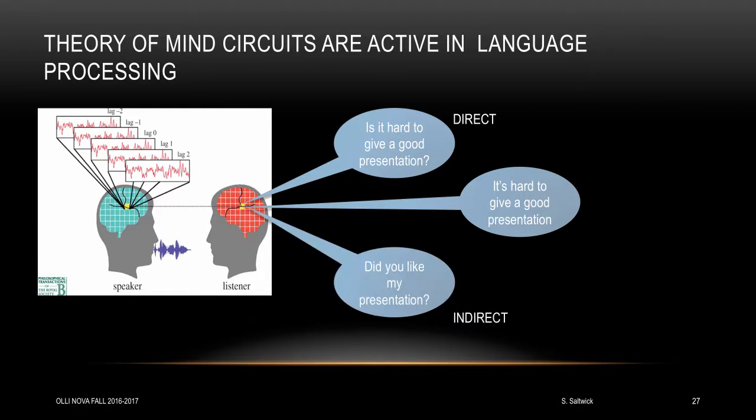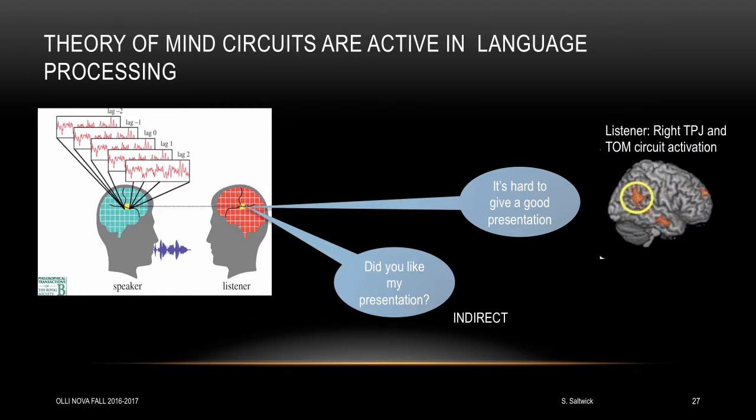In the indirect case, the listener hears an ambiguous question, the meaning of which requires consideration of the mental state of the speaker. The theory of mind circuit, especially the right TPJ, is active only in the indirect situation. Thus, listener brains are always evaluating the incoming communication for triggers to consider a speaker's mental state. This assists the listener's brain in coming into synchrony with the speaker's brain.